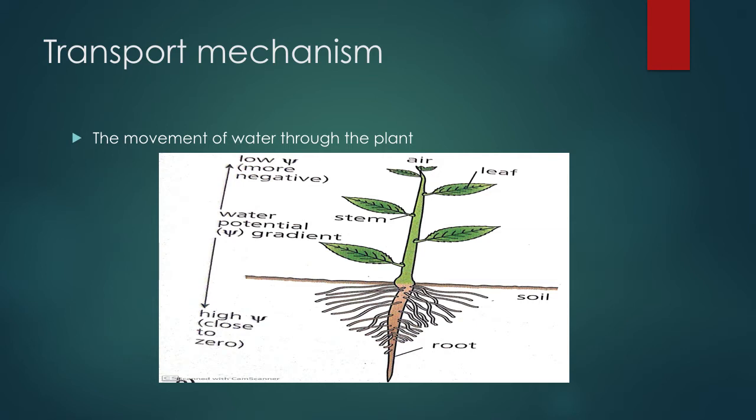So the root hairs will absorb the water from higher water potential to lower water potential. So the root now got the water. So from the root, to the whole part of the plant, according to this water potential gradient difference, the water moves. That is the transport mechanism.